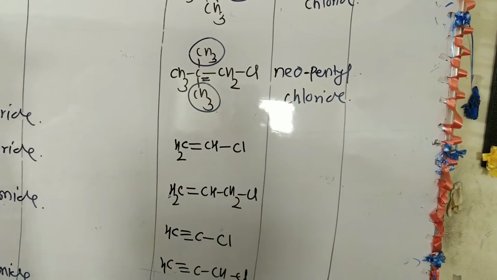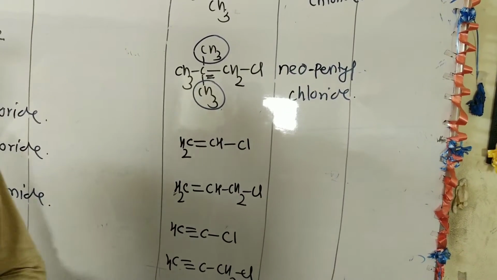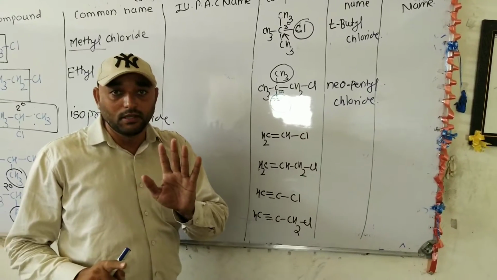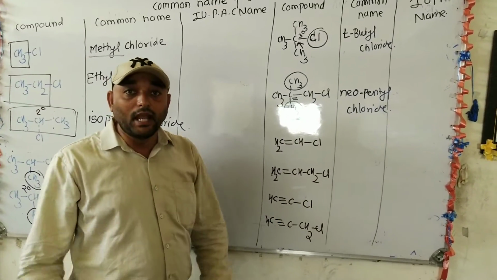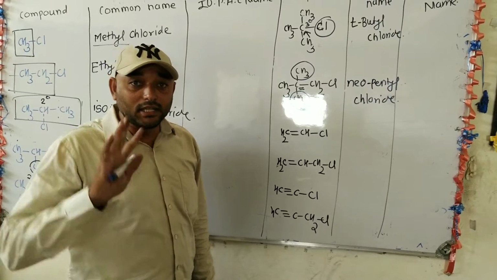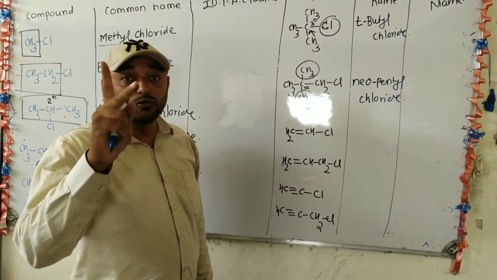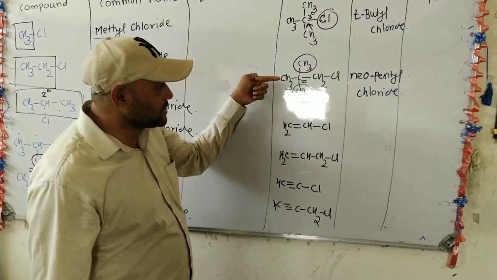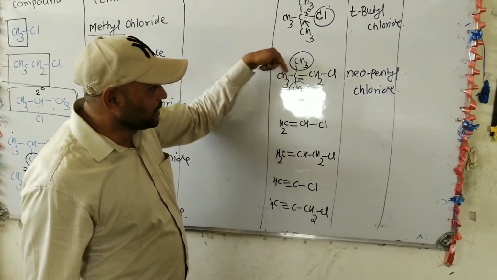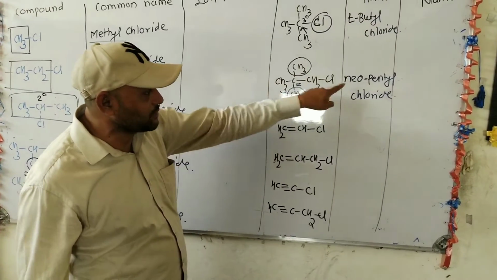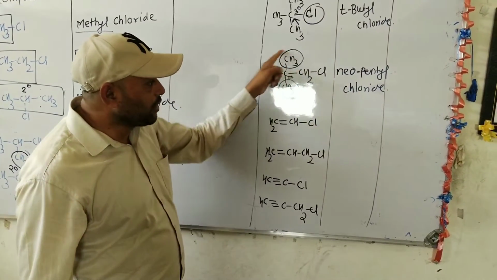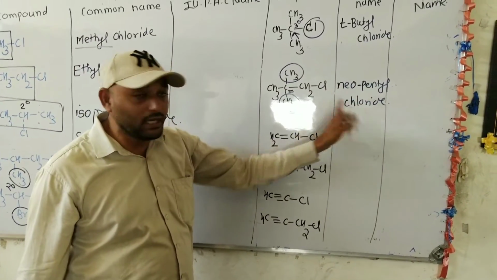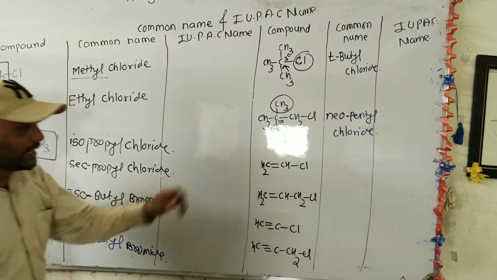Neopentyl chloride. How to identify the neo? Your neo compound should have 5 carbons, and in the carbon chain, the second number carbon must contain 2 methyl groups. Then and only then it is called neo. So this is the 3 carbon chain. In the second carbon we have 2 methyl groups. That's why we call it neo. And in all 5 carbons are there. That's why called pentyl. Hence neopentyl chloride.